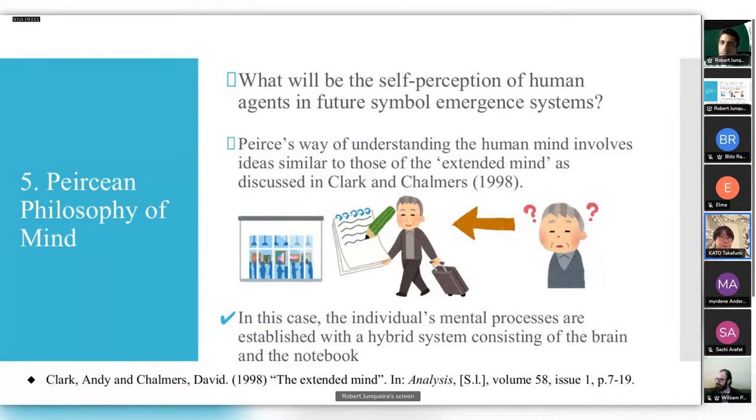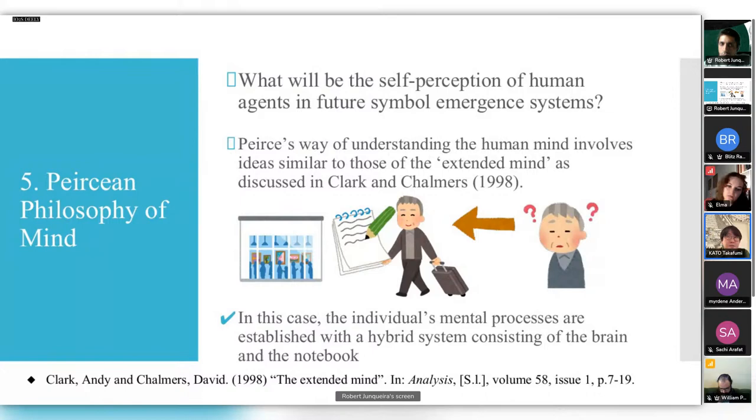A person without memory impairment would refer to the memory in her own head, obtain the belief that MoMA is on 53rd Street, and go to MoMA. In the latter case, the process of obtaining the belief and deciding the action is completed in the head. In Otto's case, by contrast, he decides to act after referring to his notebook. So the process of acquiring this belief and deciding to act includes the notebook. In other words, in this case, the individual's mental processes are established with a hybrid system consisting of the brain and the notebook. The extended mind is a theory that mental processes can be thought of as extending to things outside the head, such as this notebook.